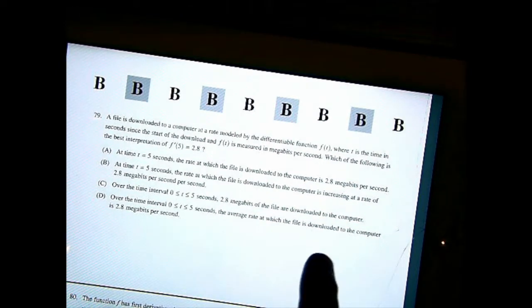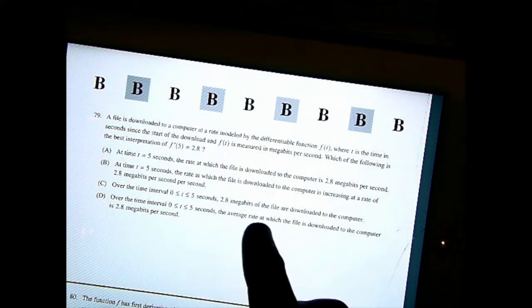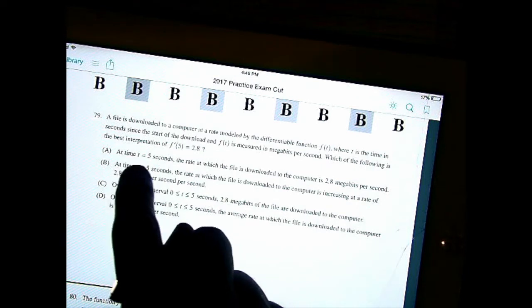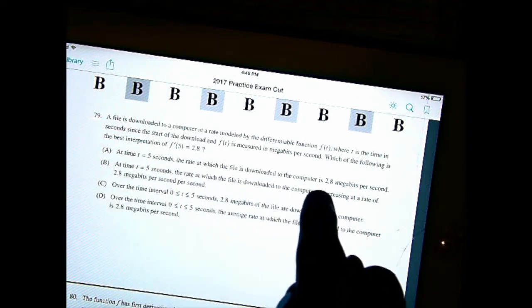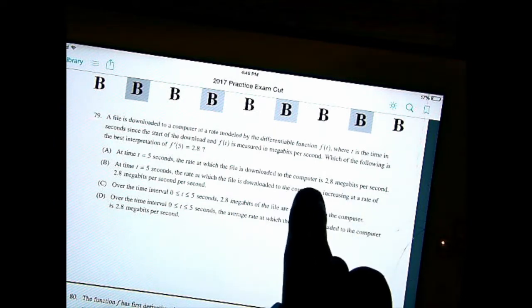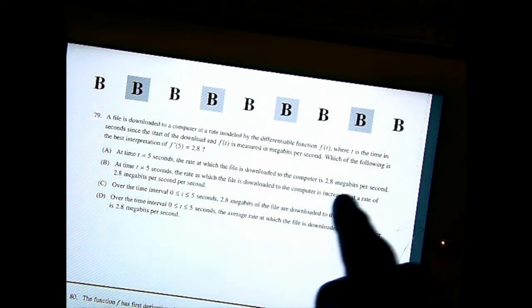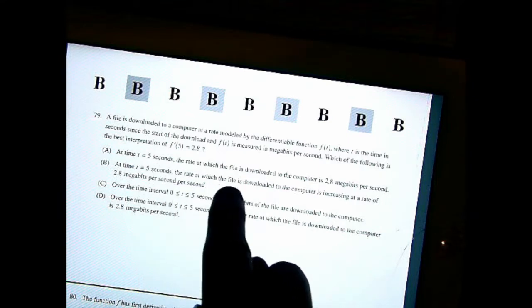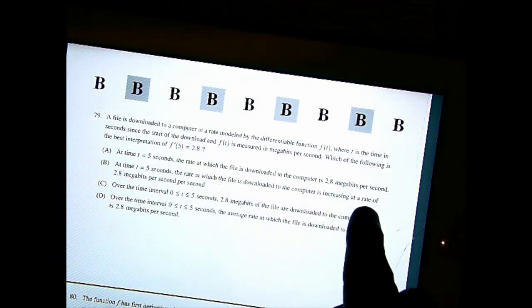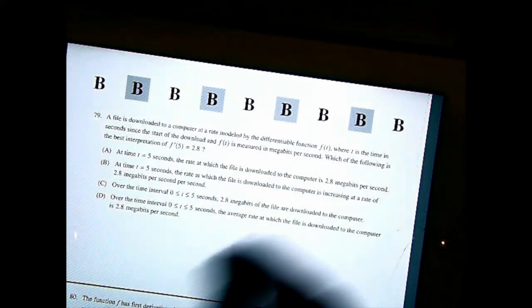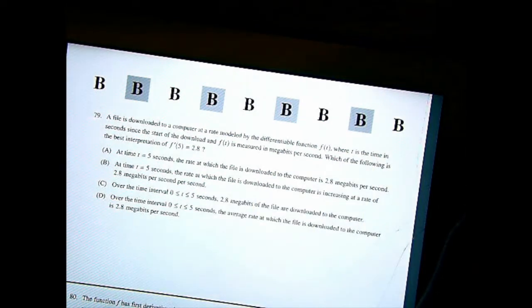So we're looking for some kind of statement about the rate of downloading increasing by 2.8. Right? So A says the rate at which the file is downloaded to the computer is 2.8 megabits per second. That's actually not right. That would be like a value of the original function f. B says the rate at which the file is downloaded to the computer is increasing at a rate of 2.8 megabits per second. That's the acceleration flavor thing that I was talking about. So it's definitely B. Okay.